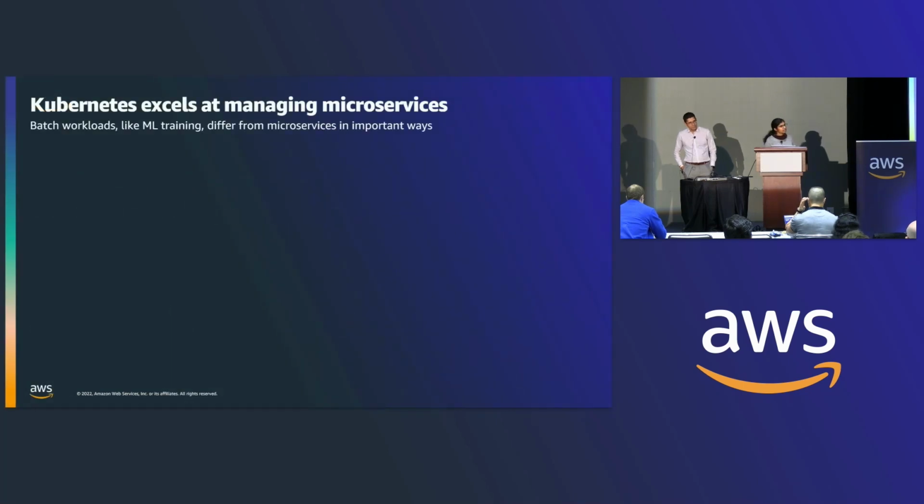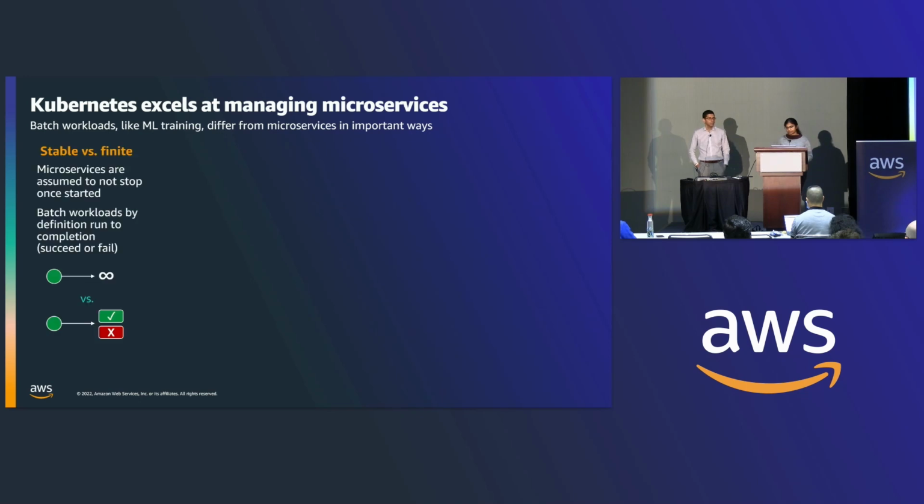We know that Kubernetes was designed to, and it excels at running microservices applications, such as e-commerce websites. But running large-scale compute-intensive workloads or batch workloads, such as ML training or molecular modeling simulations, are fundamentally different in a few ways. As I'm getting started here, I'm going to walk through a few of these differences.